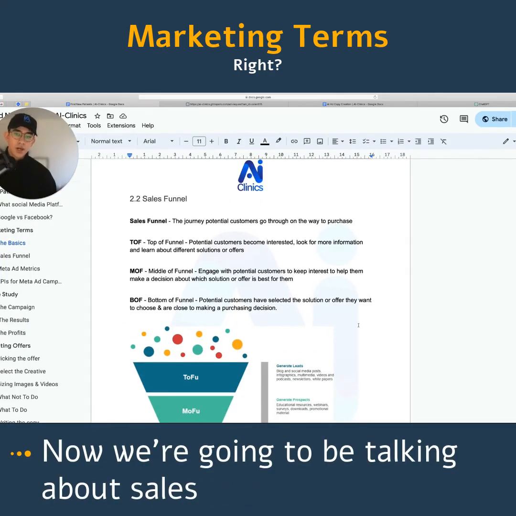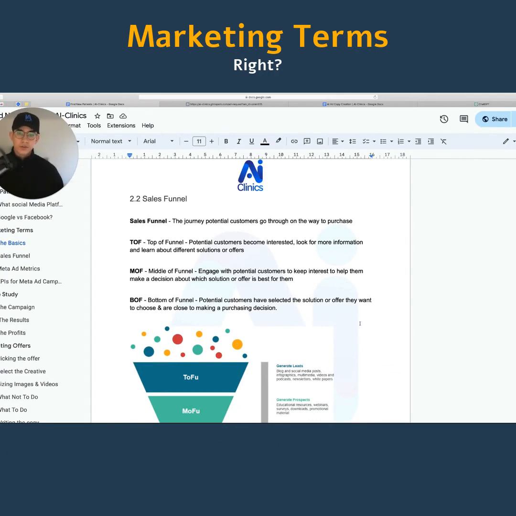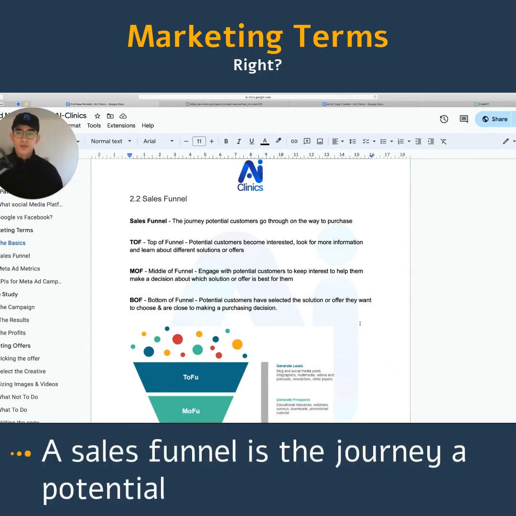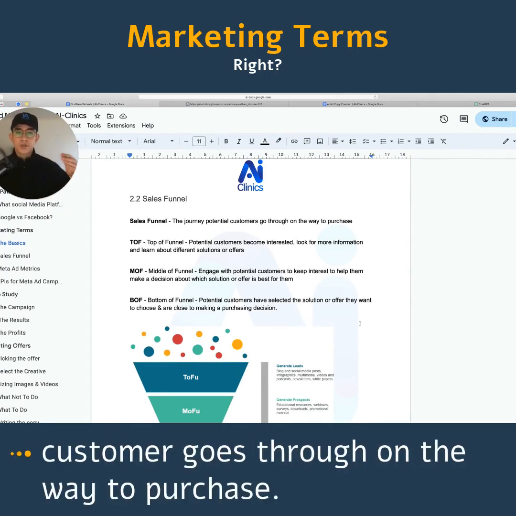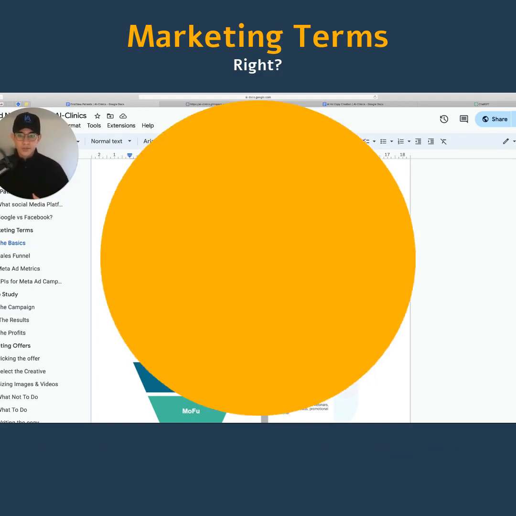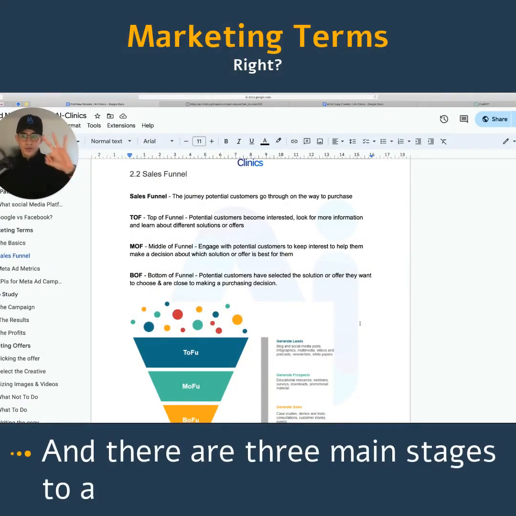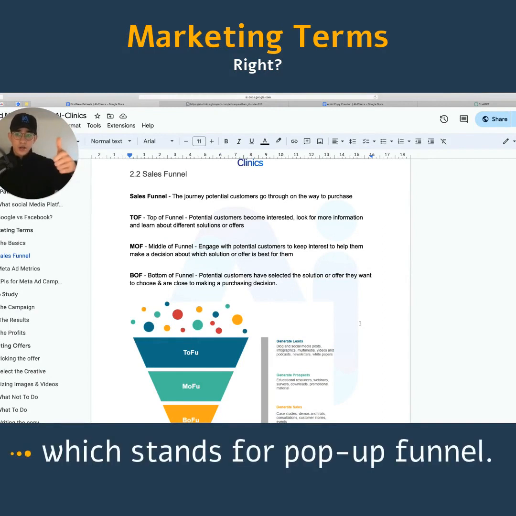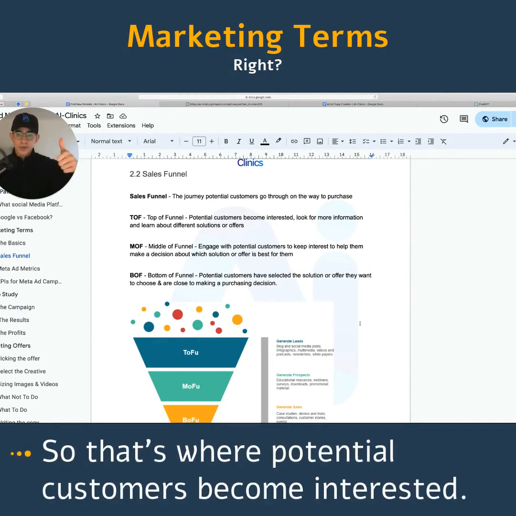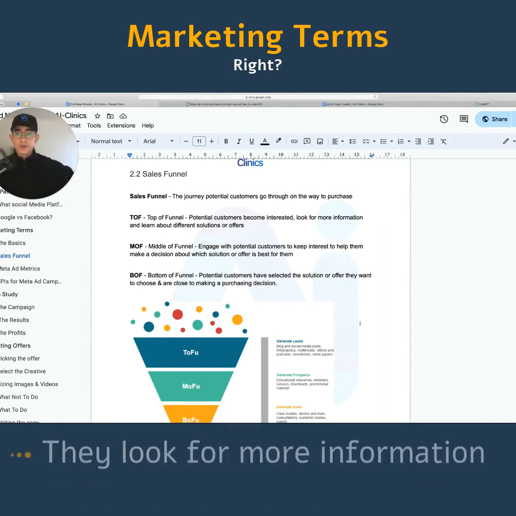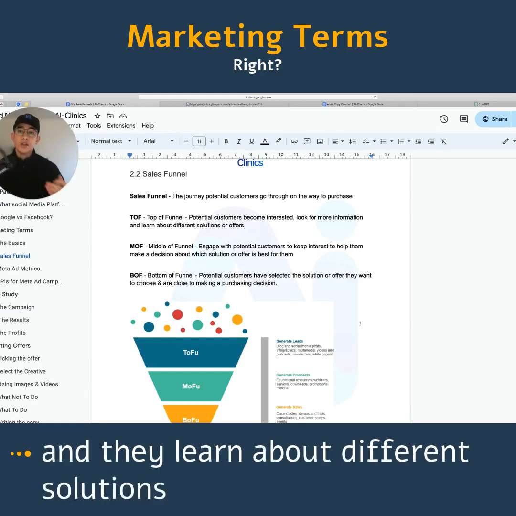Now we're going to be talking about sales funnels. A sales funnel is the journey a potential customer goes through on the way to purchase. There are three main stages to a sales funnel. There is TOF, which stands for top of funnel. That's where potential customers become interested, they look for more information, and they learn about different solutions or offers from you.